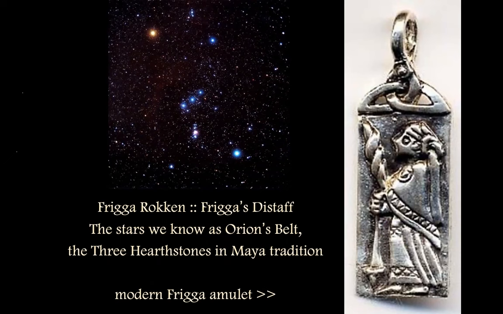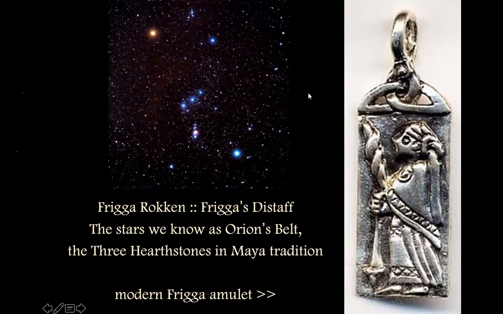So the constellation that we call Orion, after a Greek rapist figure, these three stars in the belt were called in Scandinavia Friggaroken, the distaff of Frigga. And sometimes they will say Freya instead. This is modern, but it's based on old plaques that were found, images of Norse women. And they've got her there with the distaff and the drop spindle. Not based on a historical prototype as such, but modeled after them. But in Maya tradition, these are known as the three hearthstones. So there's a lot of different interpretations of these constellations.